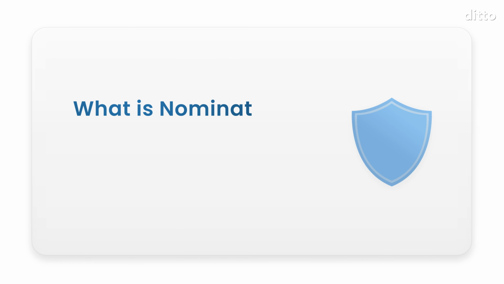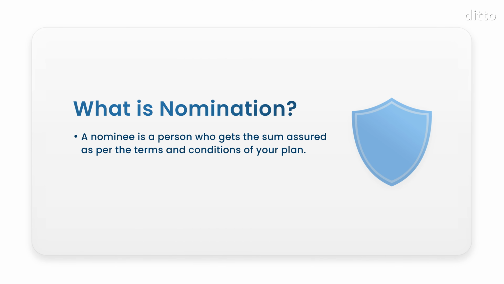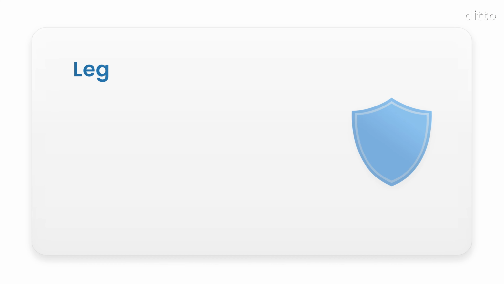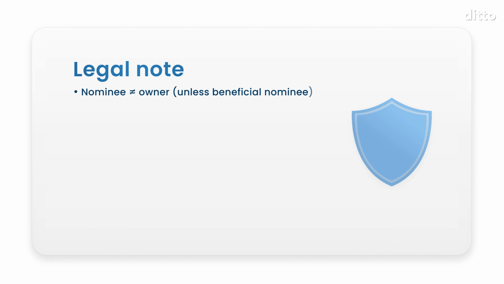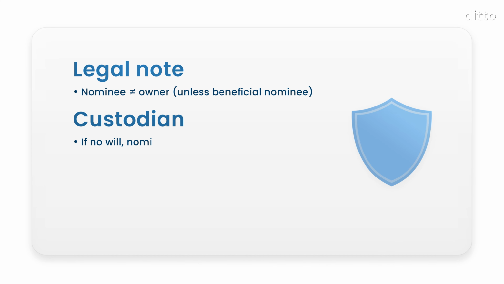Let's begin and start with what nomination is. When you buy a term plan, you're asked to name a nominee, the person who should receive the sum assured if you're no longer around. Most people think that's the end of it, but here's the catch. The nominee is not always the legal owner of the payout. In many cases, especially if you haven't written a registered will, the nominee is just a custodian. That is, someone who collects the money but doesn't necessarily keep it. So if there are disputes from legal heirs, the money can be claimed by them.